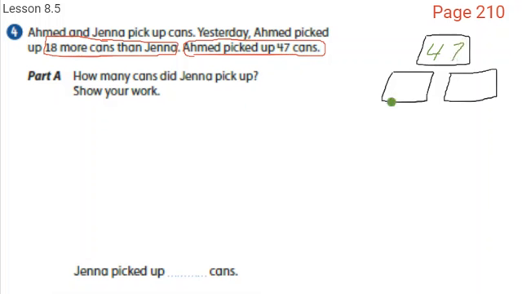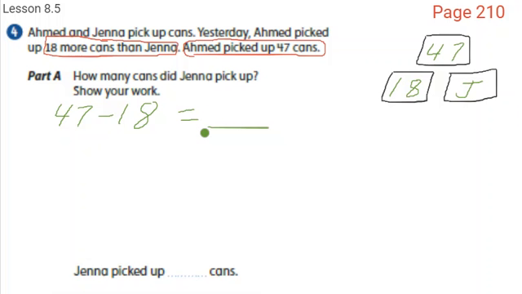We know he picked up 18 more than Jenna, so he has 18 plus what Jenna has, and this is what Jenna has. I'm just going to draw a J for Jenna. So 47 minus 18 is equal to what Jenna did. 47 minus 18 equals Jenna. I'm just going to leave that blank, the unknown.